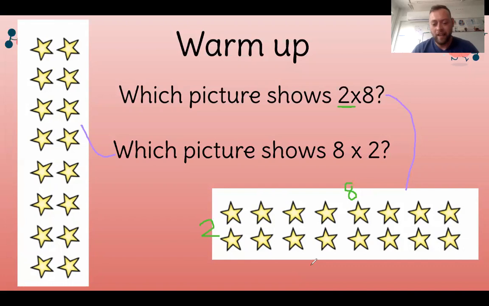So this array here shows me 2 times 8, whereas this one shows 8 times 2 because I look and I count down 2, 4, 6, 8, and I count across 2. So this one here shows me 8 times 2. So we look at the first number and we count down, and we look at the next number and we count across. Okay, so see if you can use that to help you with the next few.